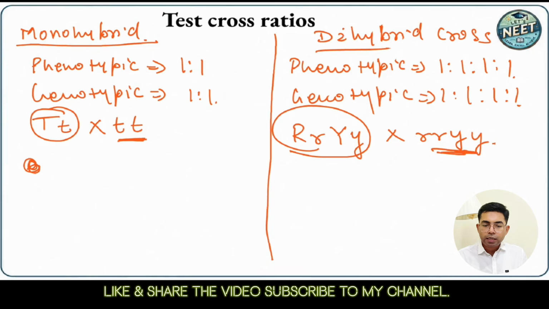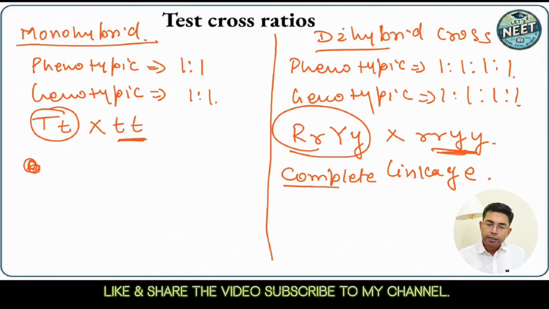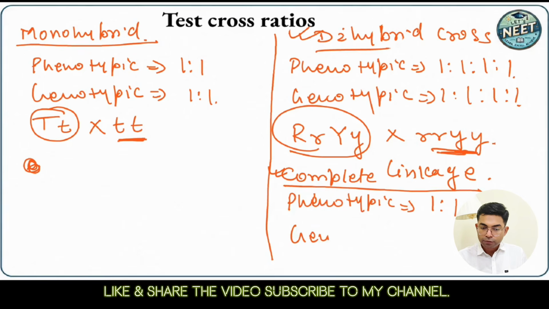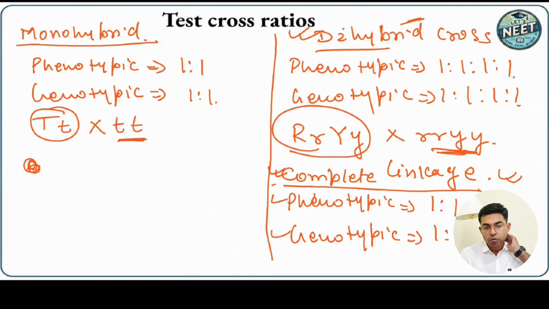Now here, if there is complete linkage, sometimes the question is asked that in a dihybrid test cross, if there is complete linkage, then what will be the phenotypic ratio? The phenotypic ratio will be 1:1, and the genotypic ratio will be again 1:1. So remember this, that in a dihybrid cross, if the condition is of complete linkage, then the phenotypic and genotypic ratio is the same as the monohybrid cross. So you can see this ratio and this ratio is the same. So this is the test cross.